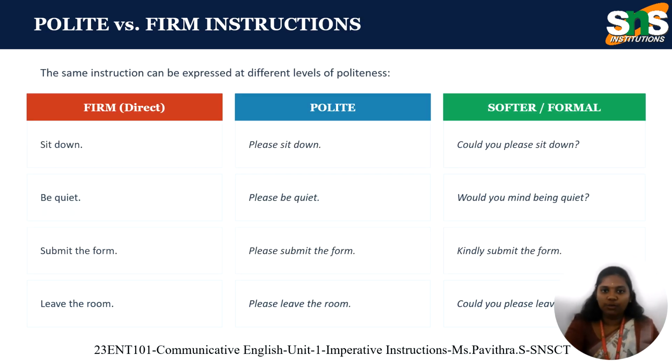And here is something really useful. The same instruction can be set at different levels of politeness: firm, polite, or softer and formal. Sit down. Please sit down. Could you please sit down? Be quiet. Please be quiet. Would you mind being quiet? Submit the form. Please submit the form. Kindly submit the form. So notice, firm: short, no word added. Where it is polite, add please. Softer or formal, turn it into a question form with could you or would you mind. All 3 are imperative at heart, but the tone shifts based on context and relationship.